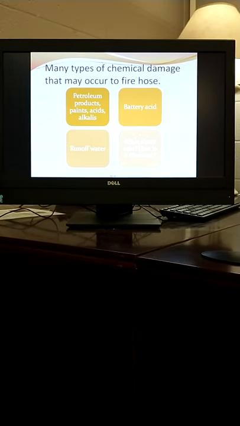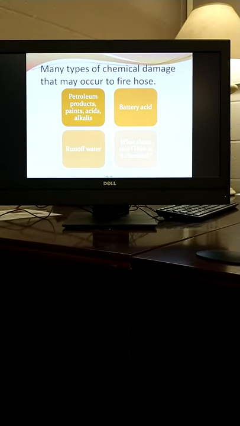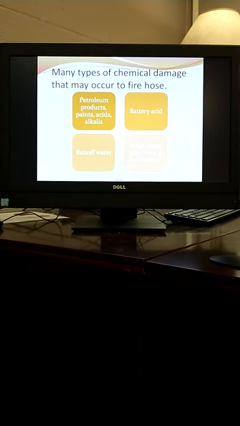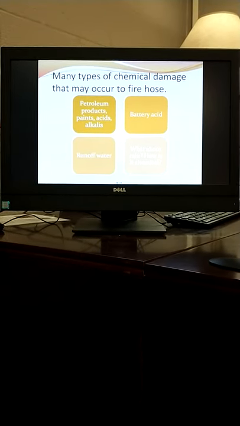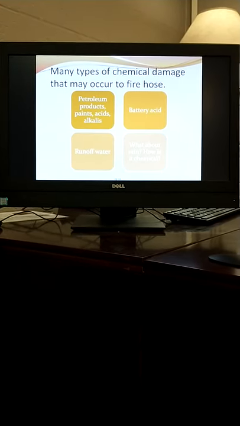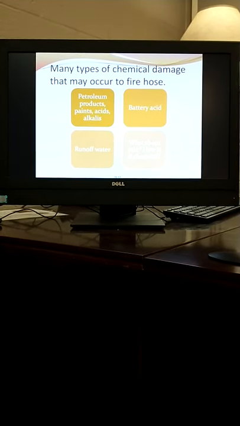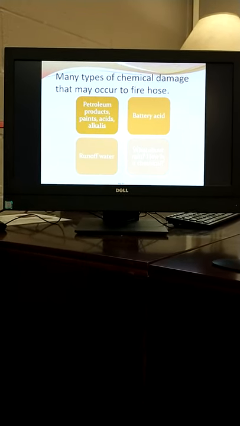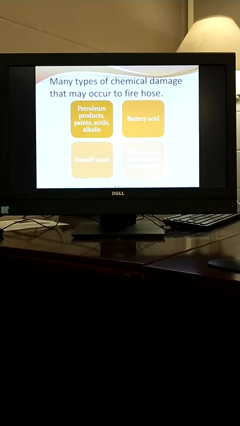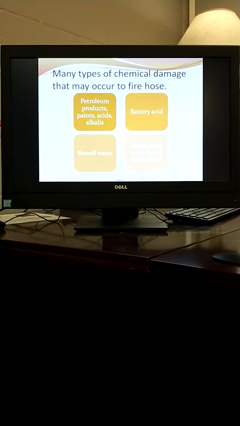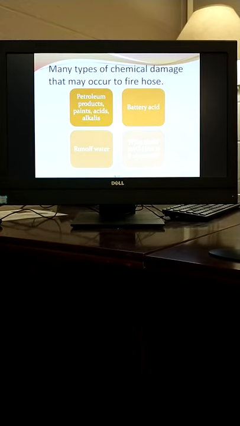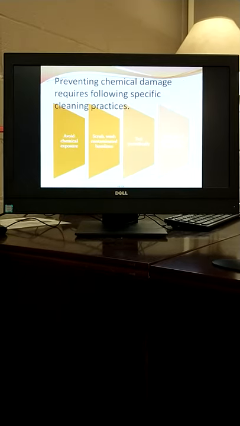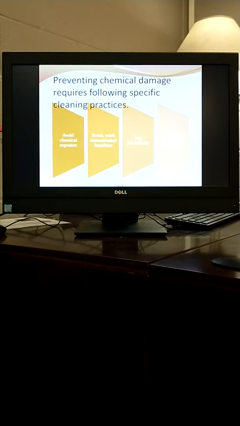Many types of chemical damage may occur because of what we do, what we may come in contact with, especially on hazmat calls, for example, petroleum products, paints, acids, alkalis, battery acid, runoff water, which happens quite often, and rain. With everything going on, rain can be considered a chemical because of what it can potentially be mixed with that's out in the area that you're in.